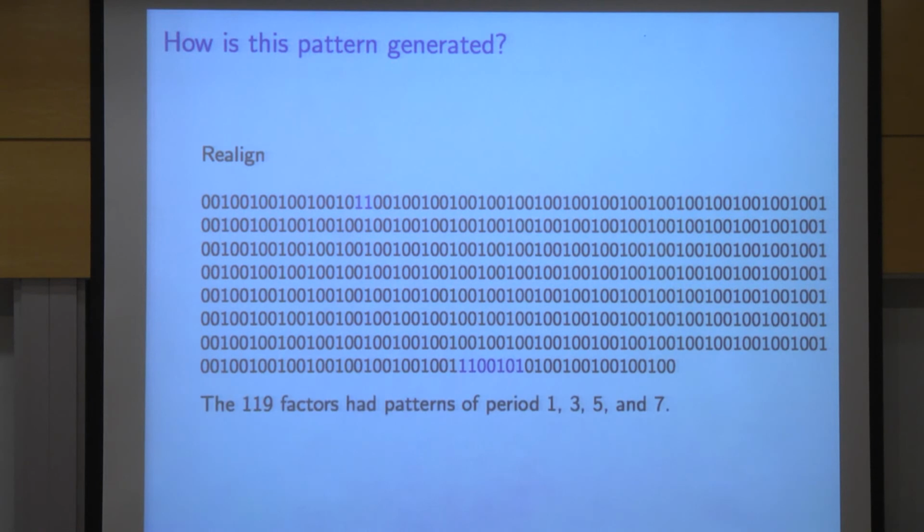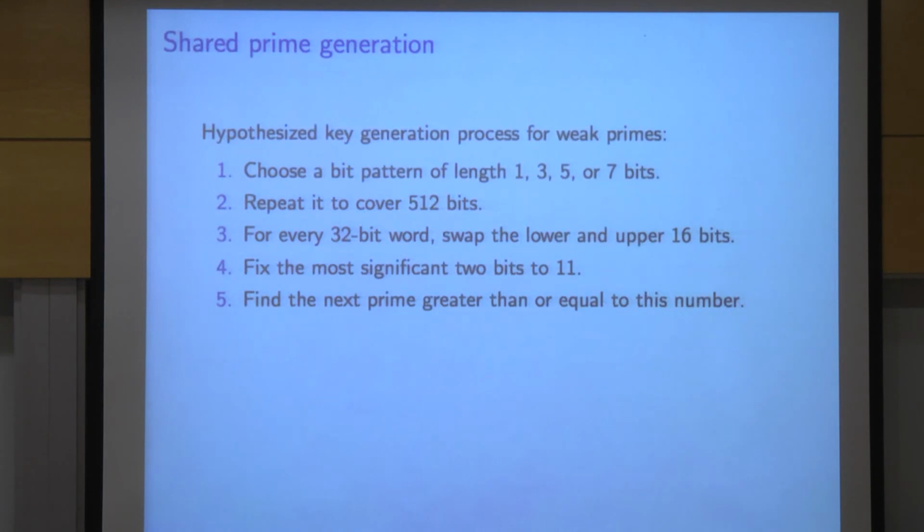Looking at this structure, the commonly repeated factors that we saw all had patterns of period 1, 3, 5, or 7. So the hypothesis of the way that these particularly weak primes were being generated is that the key generation process looks something like this. Choose a bit pattern of length 1, 3, 5, or 7. Repeat it to cover 512 bits. For each 32-bit word, swap the upper and lower 16 bits. Fix the 2 most significant bits to 1, and then find the next prime, which is greater or equal to this number.